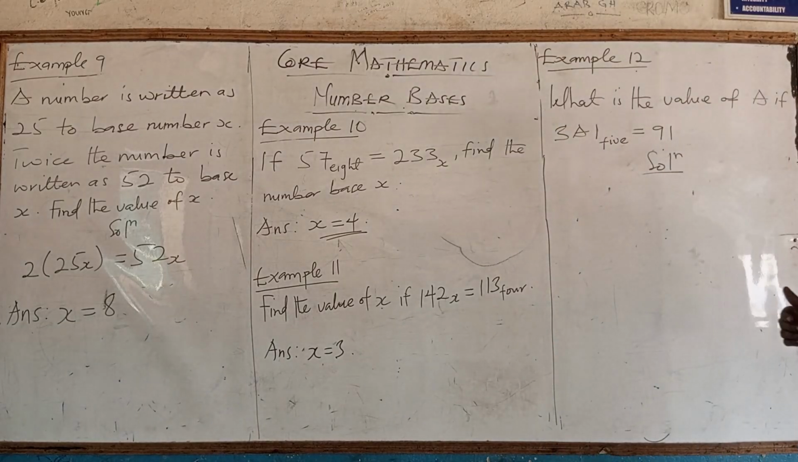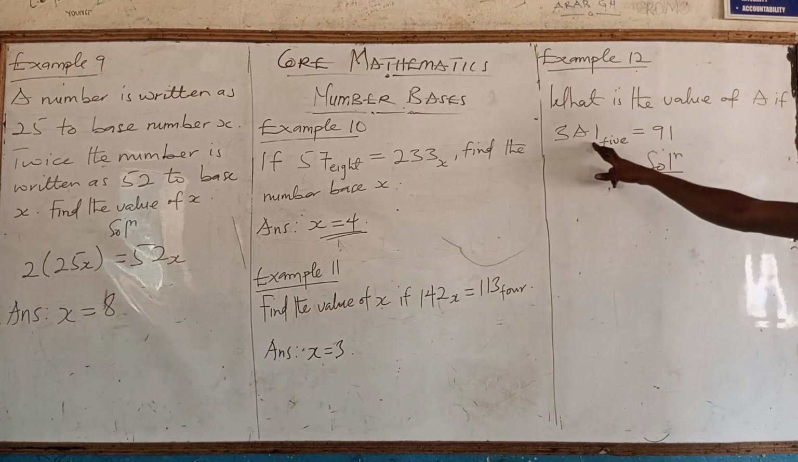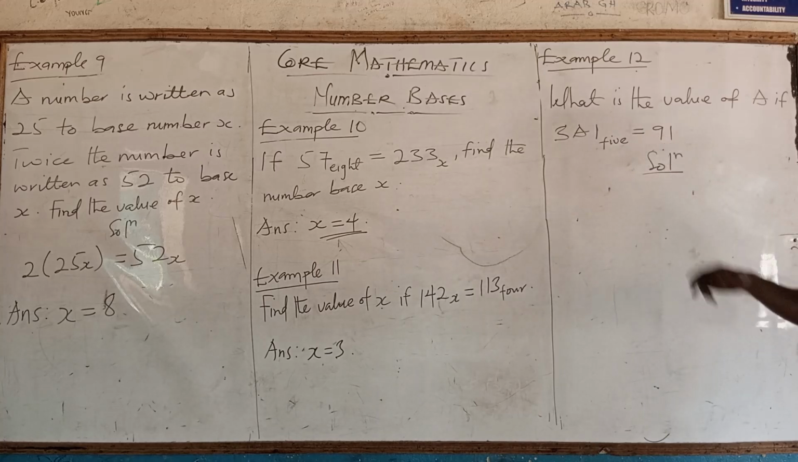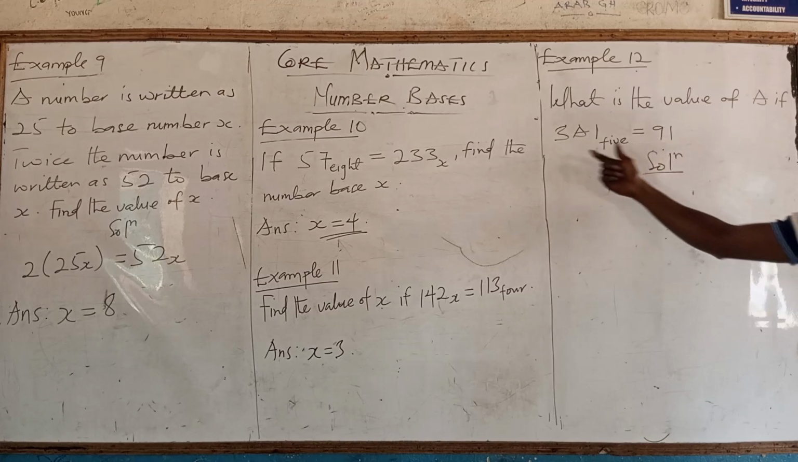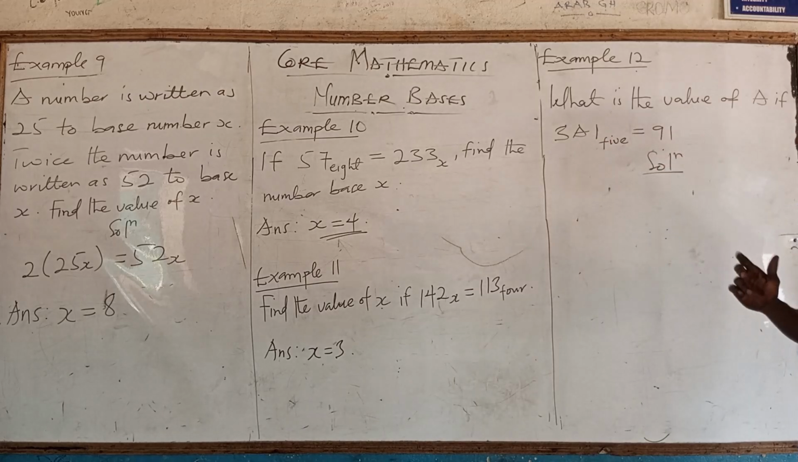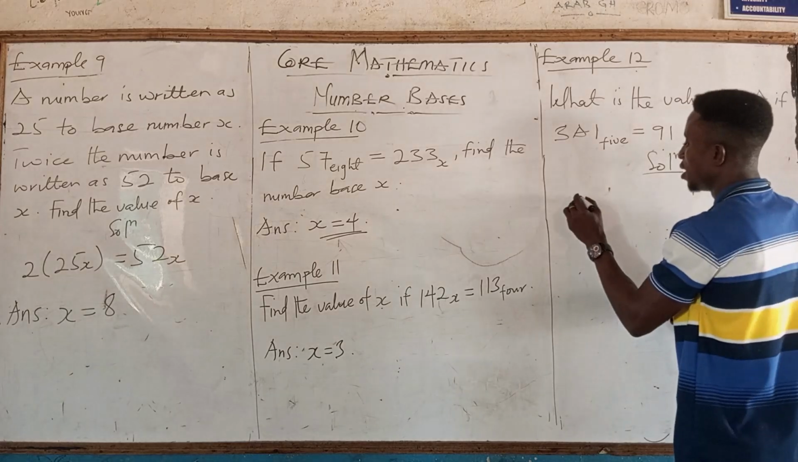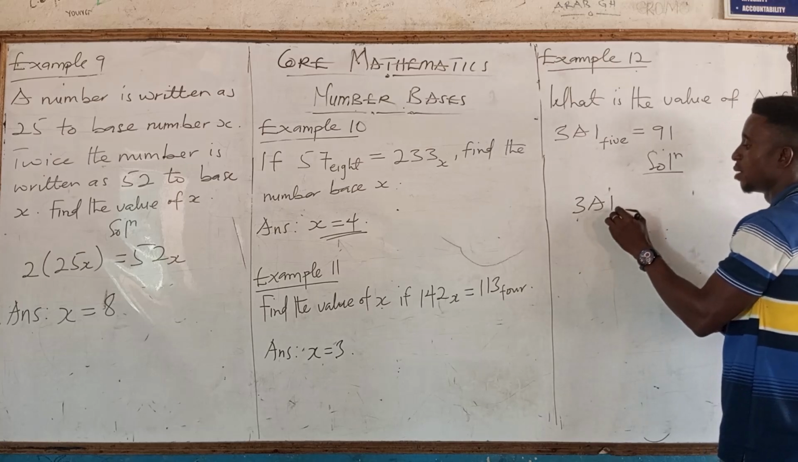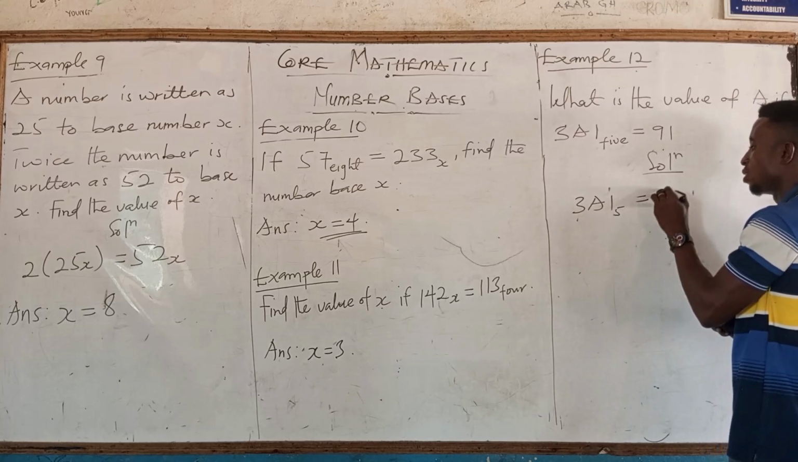Example number 12 also says, what is the value of A if 3A1 base 5 is equal to 91? Are we getting that? So this one is already in base 10. This one is not in base 10. So we are converting this one to base 10. Are we getting that? Then we proceed. So let's see. I'm having 3A1 base 5 which is equal to 91.